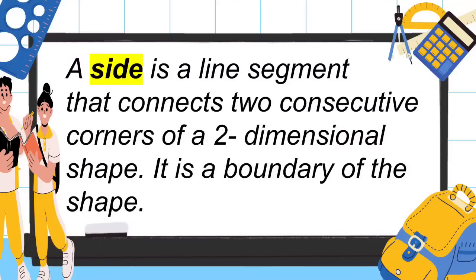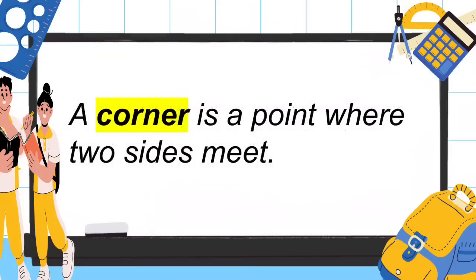Now let us define what a side is. A side is a line segment that connects 2 consecutive corners of a 2-dimensional shape. It is a boundary of the shape. While a corner is a point where 2 sides meet.